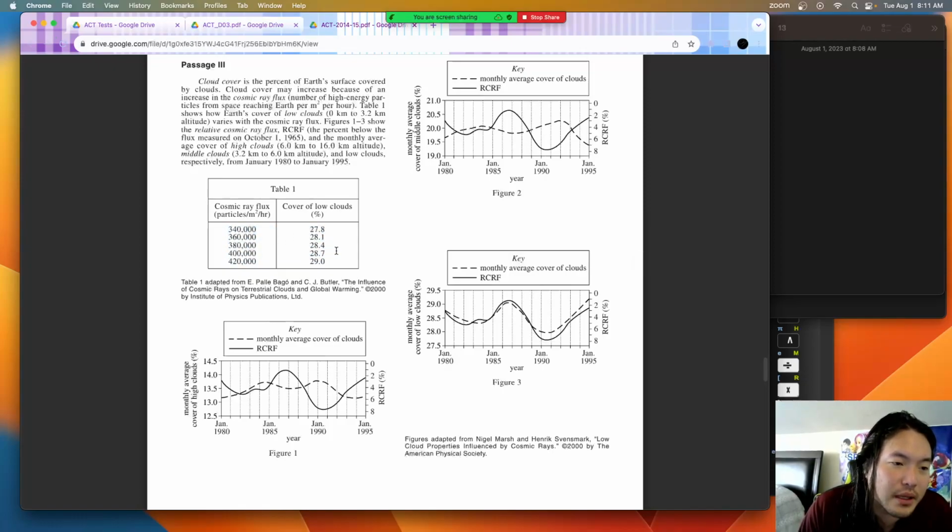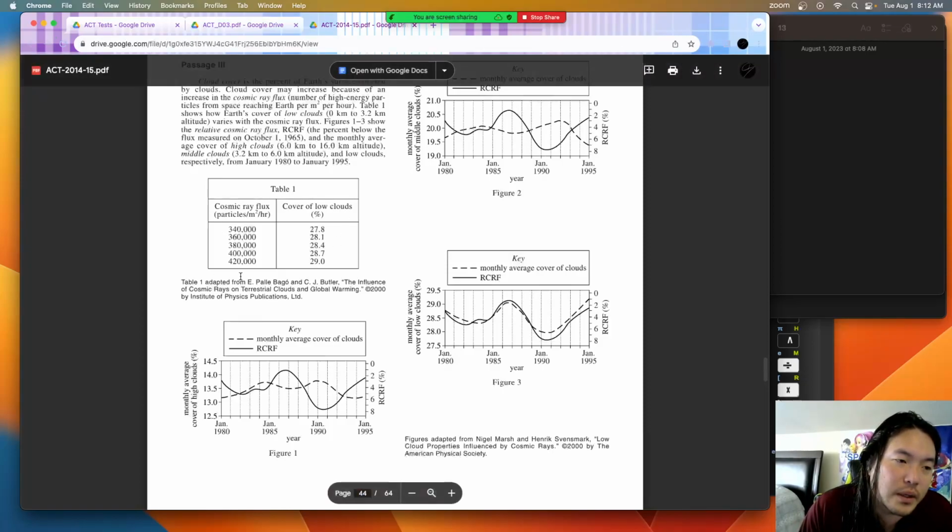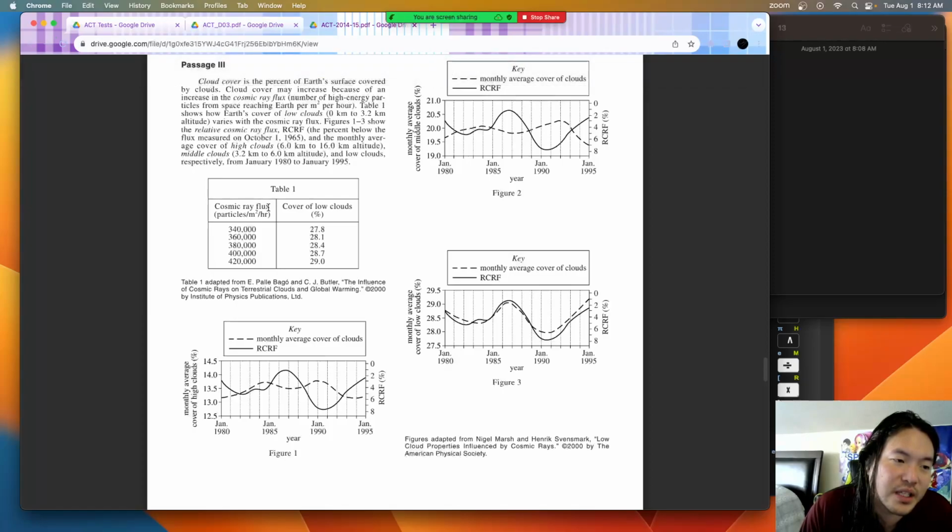This is a very common question type. They'll ask, if the cover of low clouds was 27.9%, what would you expect the cosmic ray flux to be? And then they just want you to see maybe 350,000, in between these two numbers. If the percentage is in between these two numbers, then the cosmic ray flux should be between these two numbers. Another very common question, I'm 100% expecting this one: if the cloud cover of low clouds was 30%, what is the range of possible cosmic ray flux values? And then they're looking for something like 440 or 450.